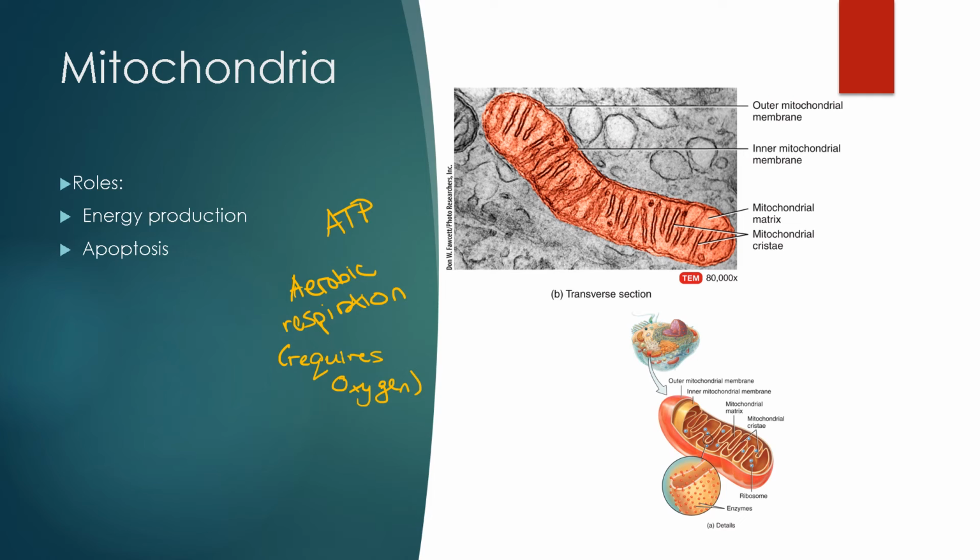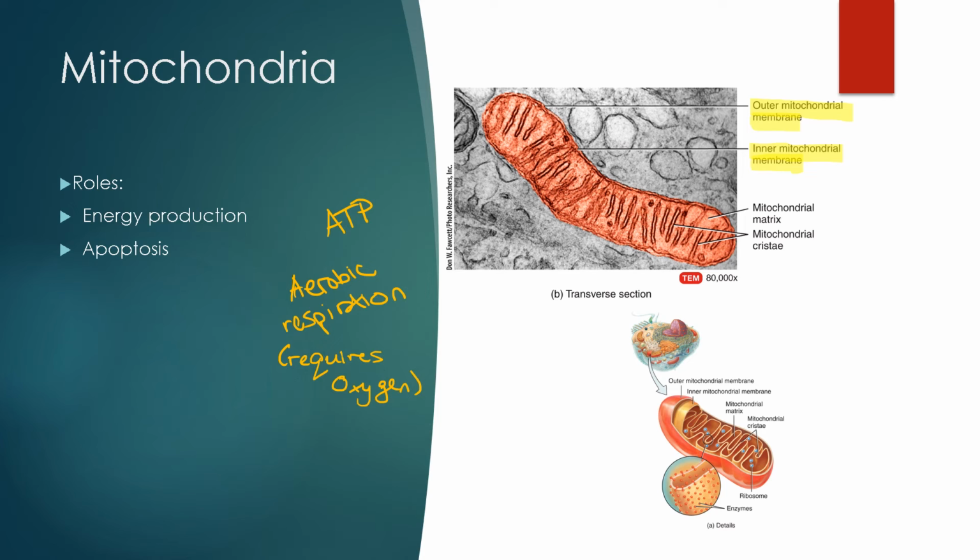Now, a cell may have as many as a few hundred or even several thousand mitochondria within it. Now, a little bit just on the anatomy of the mitochondria. It has an outer membrane and an inner membrane, so two membranes, and there's going to be this small fluid-filled space between those two membranes.